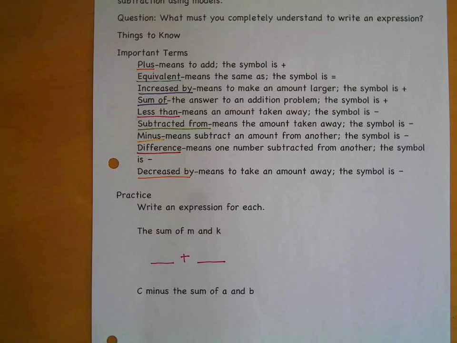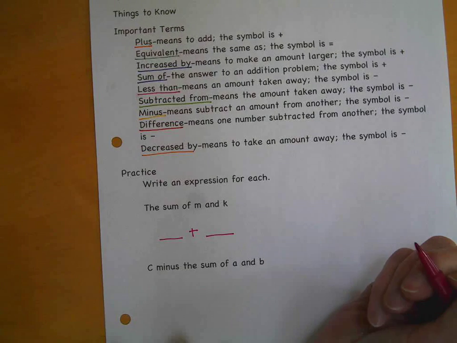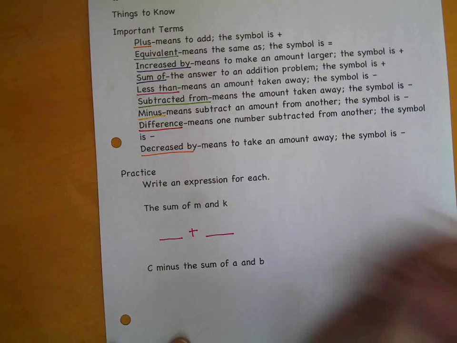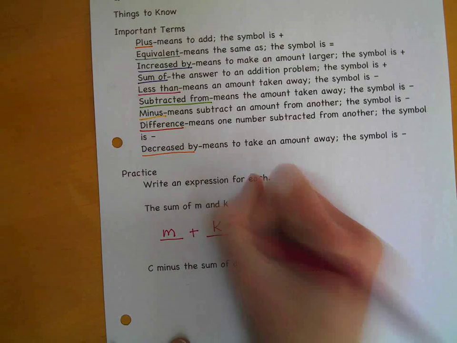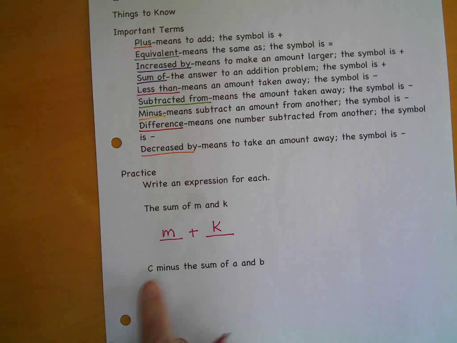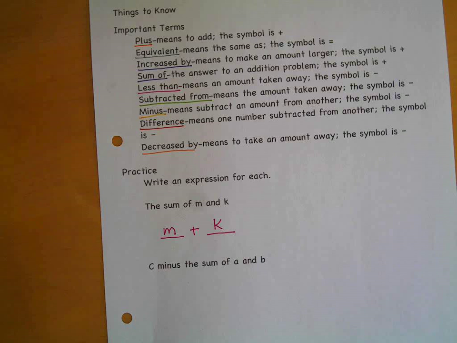So the sum of m and k. The way that I would write an expression for this math sentence is: the sum of m and k means m plus k. All right, so that wasn't too bad. Okay, so now let's try another one.